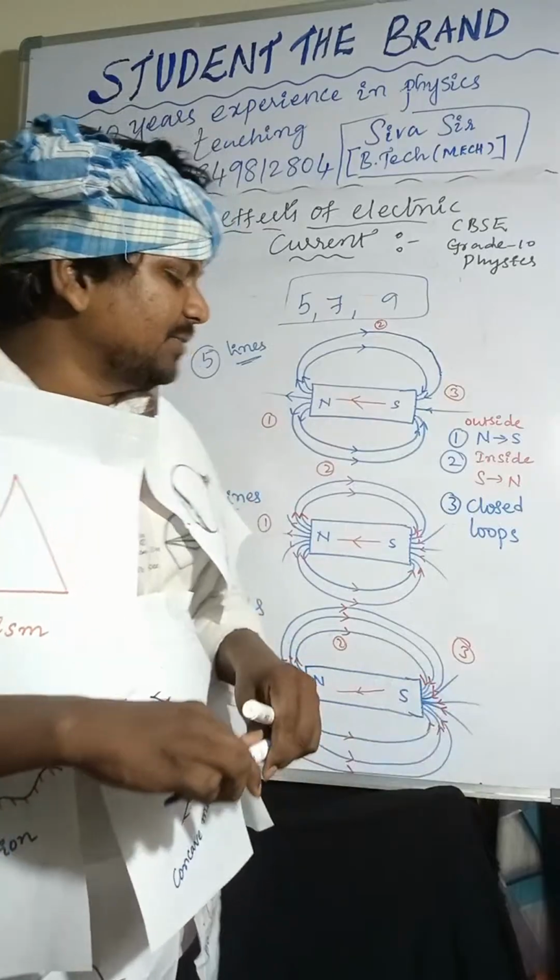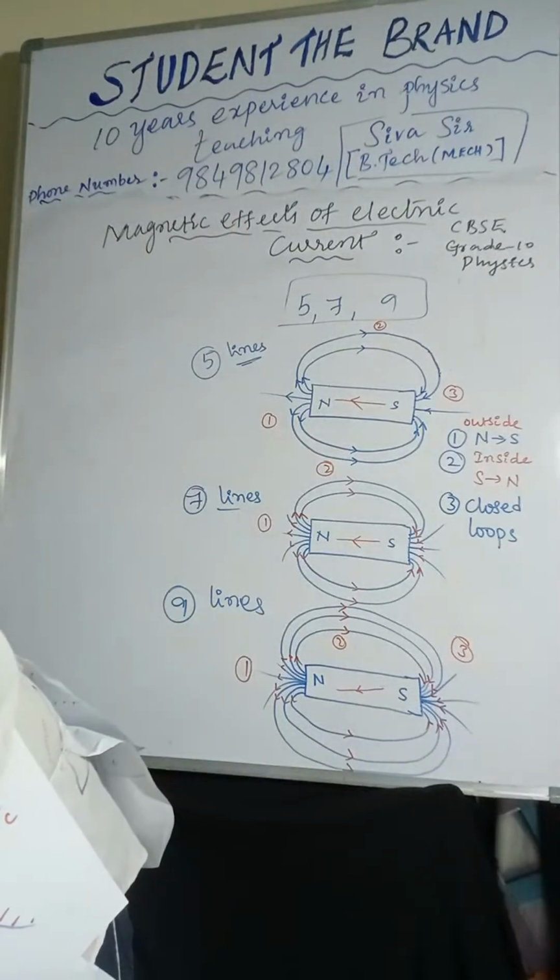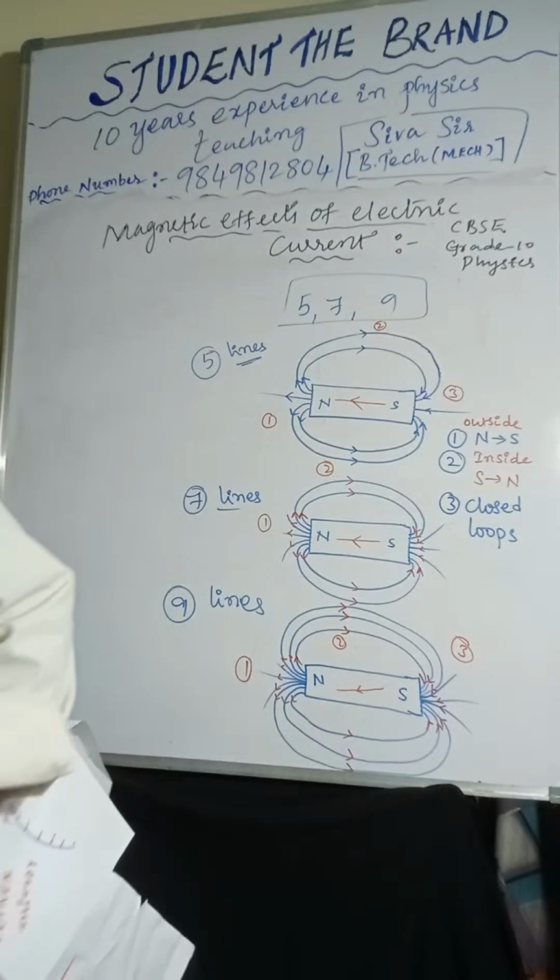Okay, come to the next one. This is about the bar magnet magnetic field. I said 3 points.